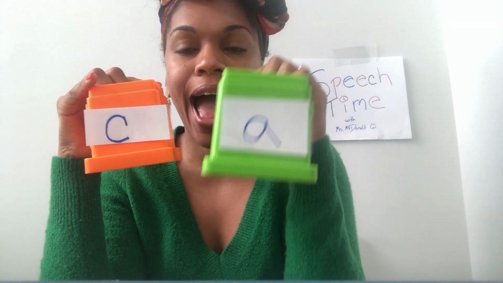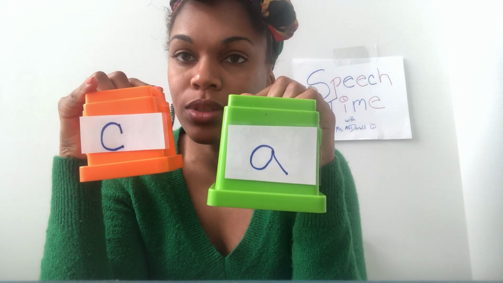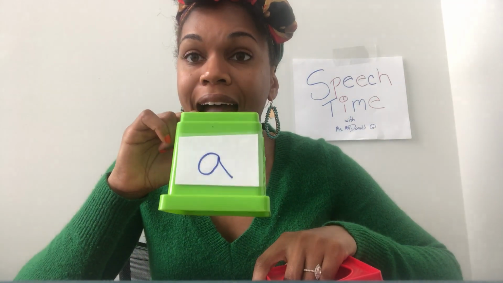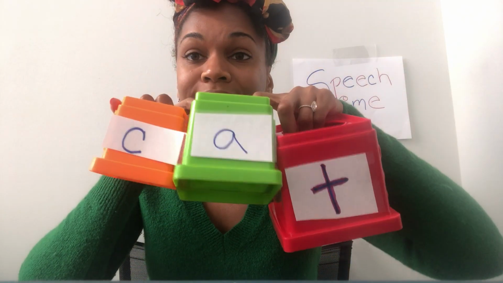So far, our first sound is K. Our next sound is A. And our final sound, the last sound is T. Our last sound is T. What letter is this? If you said the letter T, then you're right. What does this spell? C, K, A, T. We're spelling the word cat.